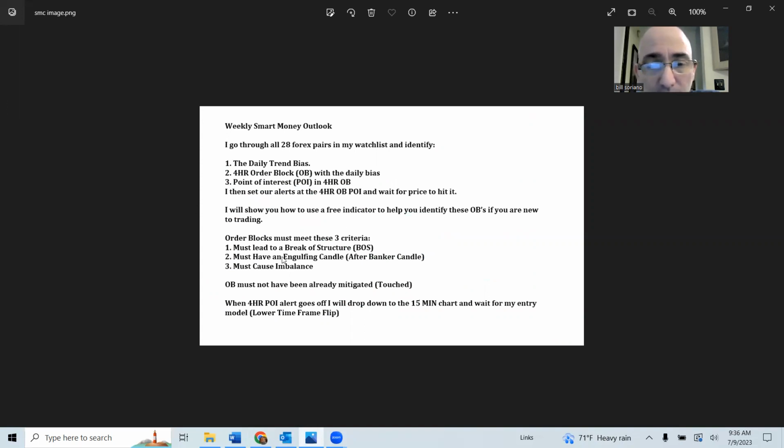We used our TradingView indicator, the Smart Money Concepts LuxAlgo, just to help us in identifying the order blocks. Works about 80% of the time. So for beginners, it's very good if you're trying to identify your own order blocks.